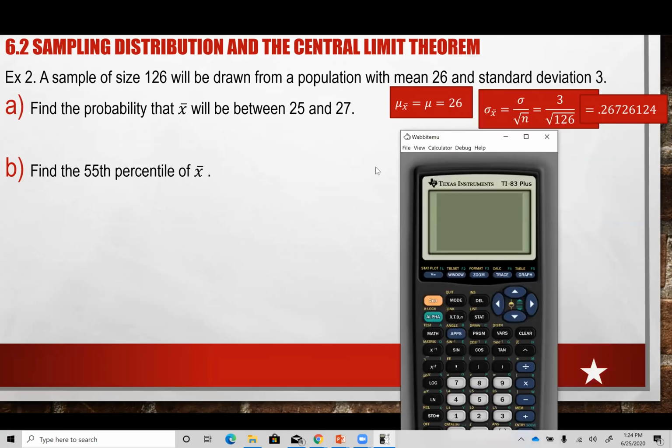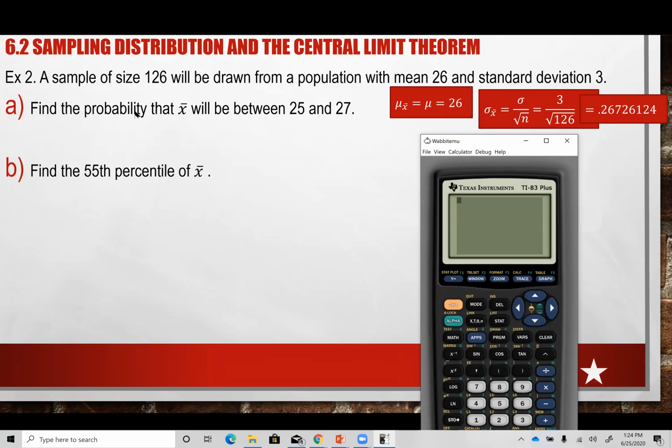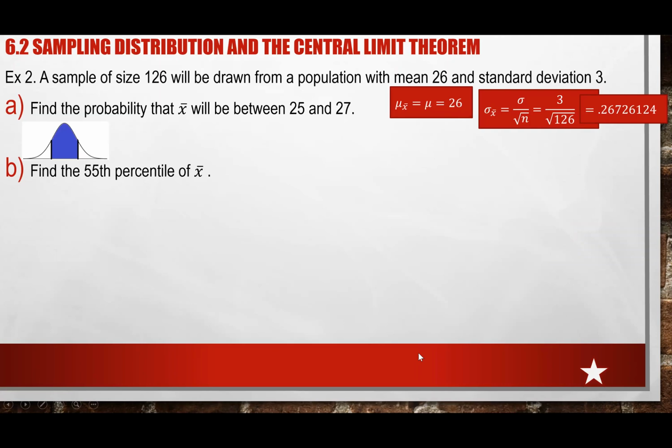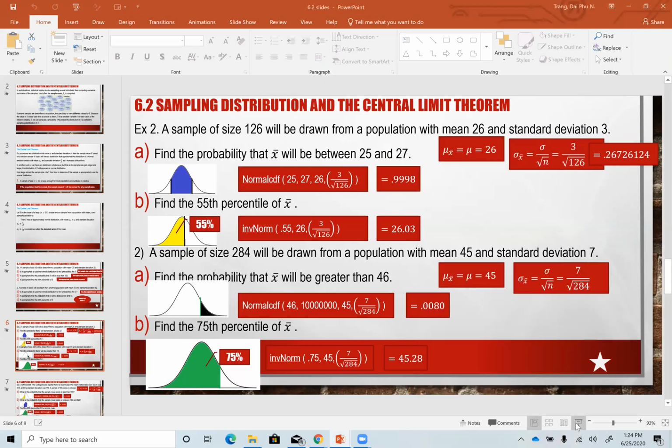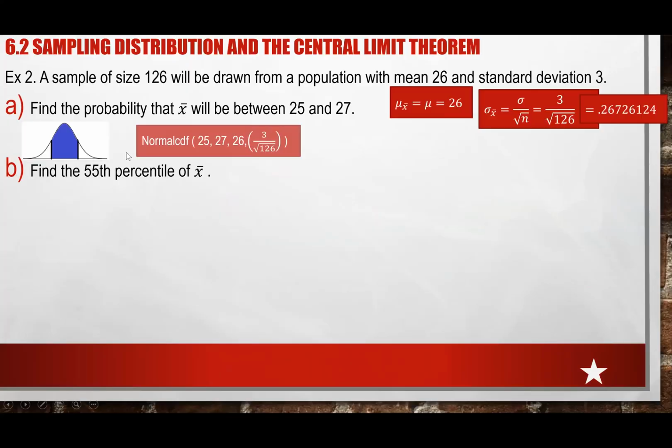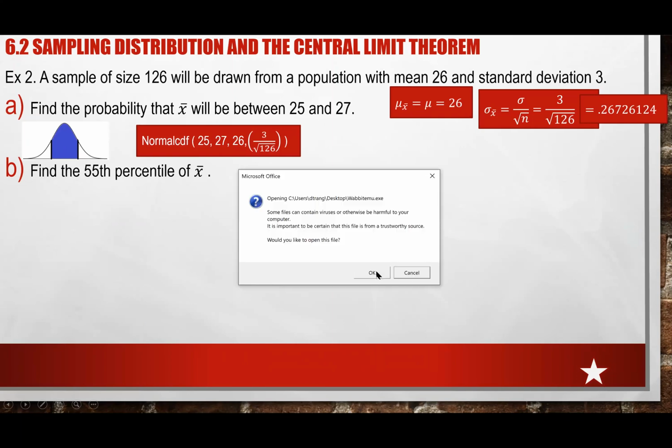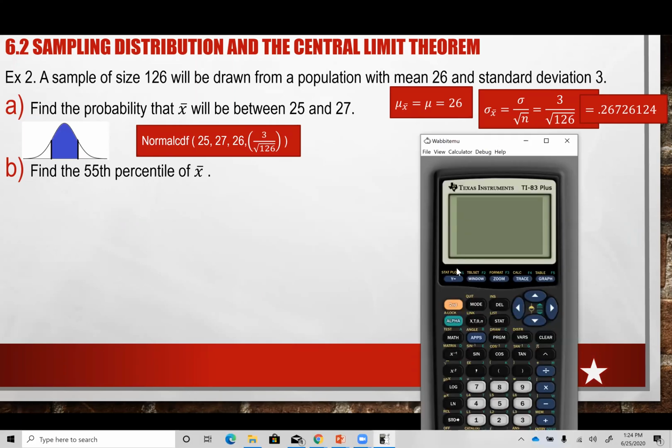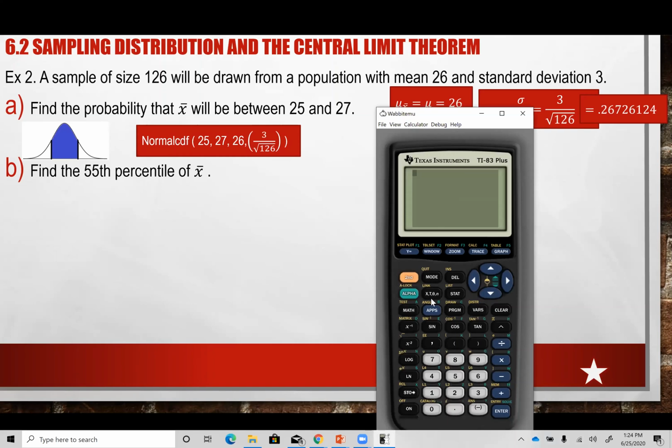Once we do this adjustment, because they ask you to find a probability, remember in 6.1, to find a probability we have to use the normal CDF, right? Looking at this, we need to find a probability between these two regions, and to do that we need the two endpoints. All we need to do is tell your calculator to calculate for you. You don't have to do it by hand.